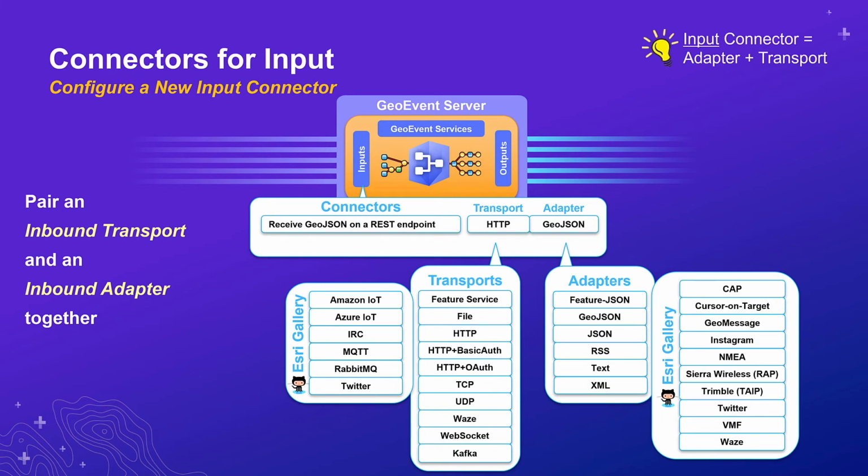I have mentioned that inputs are defined by input connectors. An input connector is a combination of an inbound transport and an inbound adapter. This slide illustrates how an input connector is created using available transports and adapters. For example, the receive GeoJSON on REST connector is composed of an HTTP inbound transport and a GeoJSON inbound adapter. Similarly, a receive feature JSON from Kafka connector can be created from a Kafka inbound transport and a feature JSON inbound adapter. It's important to note that you can create a new connector that isn't part of the core offering by combining existing transports and adapters. You can do all of that on the GeoEvent Manager without writing any custom code.